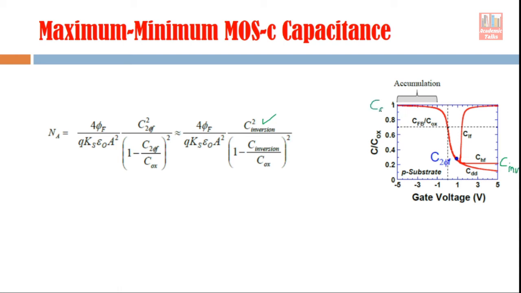You can say maximum capacitance is your oxide capacitance, because maximum capacitance occurs in the case when only the oxide layer is contributing and the inversion layer has not formed. So this is the maximum capacitance, and this is the equation. All these parameters are constant for a given semiconductor. The only parameters you have to get from this graph are the minimum capacitance and the maximum capacitance, where C inversion is your minimum capacitance.